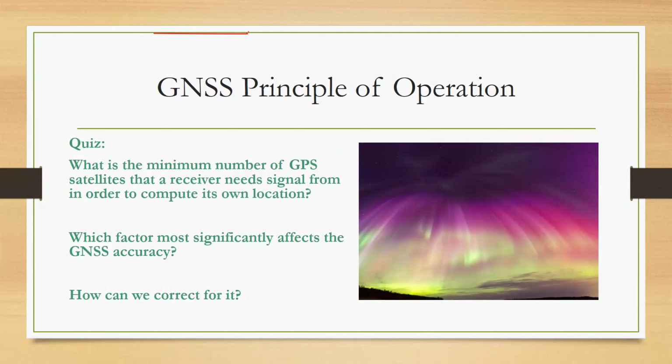So I have my own questions before we go. The first one is, what is the minimum number of GPS satellites that a receiver needs signal from in order to compute its own location?